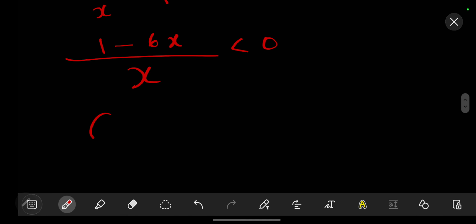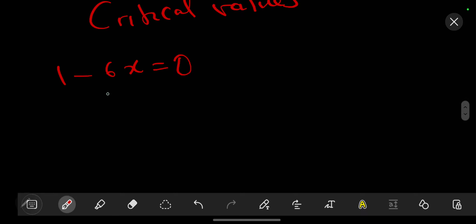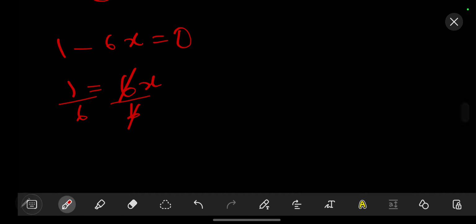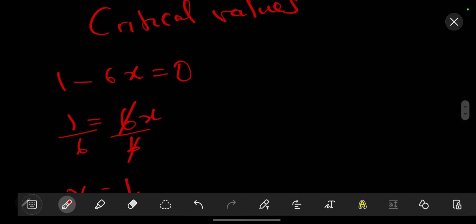From here, we are going to find our critical values. Our critical values are simply the zeros of the equation. So we are going to say 1 over 1 minus 6x should be equal to 0. The zeros of this equation will be such that 1 should be equal to 6x, dividing by 6 on both sides, so our x value will be equal to 1 over 6 for our first part.